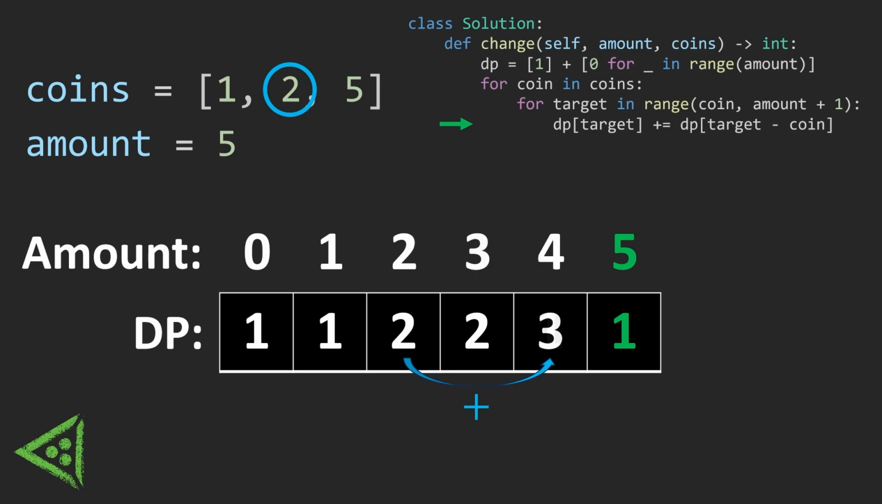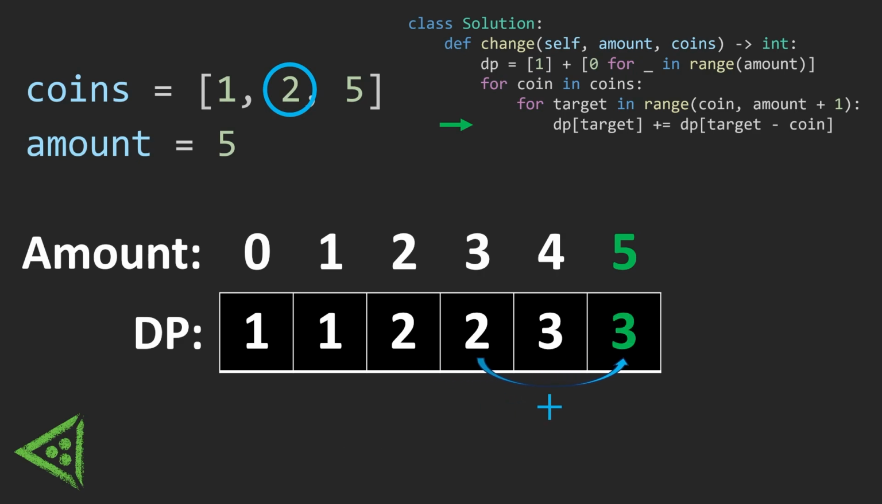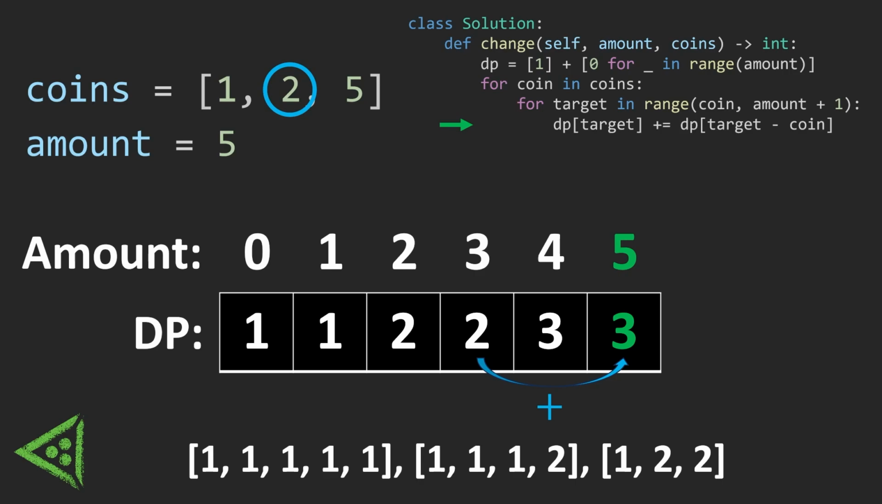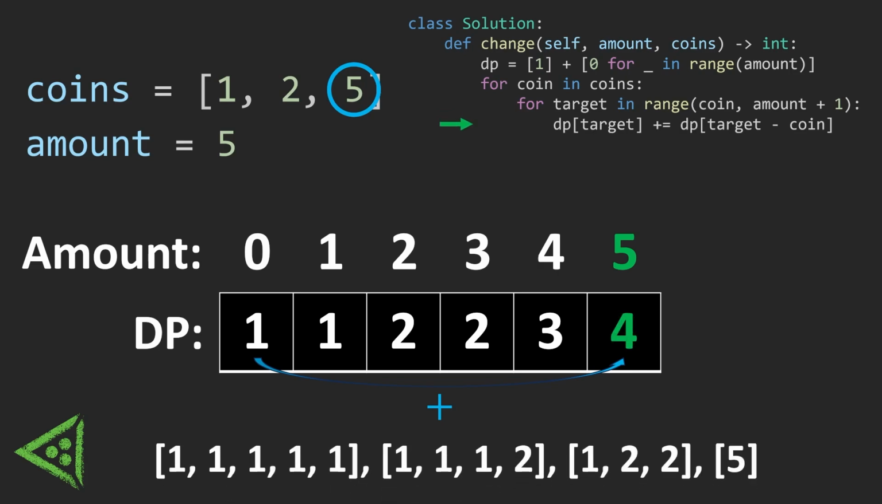Our next update is where things start getting more interesting. Notice that we have 3 ways to get to 4. This is because we had 2 ways to get to the amount 2 before increasing our value to 4. We have a similar situation to arrive at 3 combinations for a total of 5 using our first 2 coins. Now let's move on to our third coin. Our final coin adds one more solution for reaching the total amount of 5. This gives us a final value of 4 ways to reach 5.